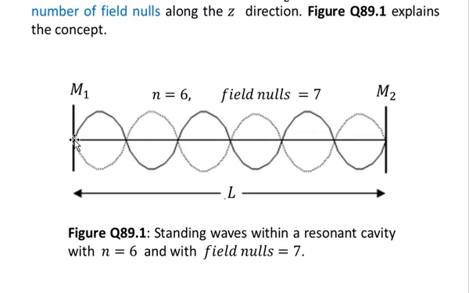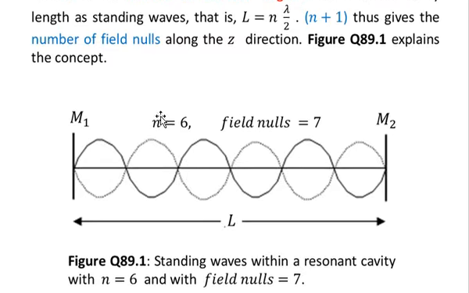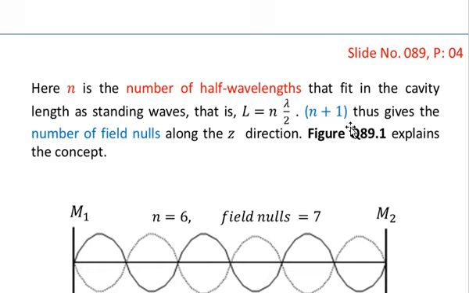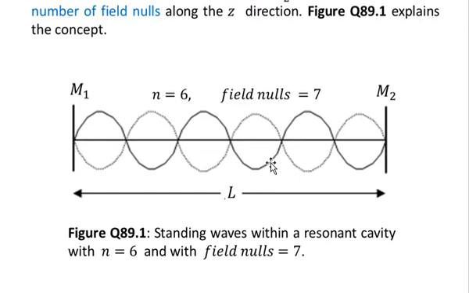For example, this is point number 1, this is 2, this is 3, this is 4, this is 5, this is 6, this is 7. So there are 7 field null points along the z direction in the cavity of length L when n is equal to 6. So the number of field nulls is always 1 greater than the value of n. For example, as we have stated over here, n plus 1 thus gives the number of field nulls along the z direction. This is what we have explained in this diagram. And the caption of the figure is standing waves within a resonant cavity with n is equal to 6 and with field nulls equal to 7.